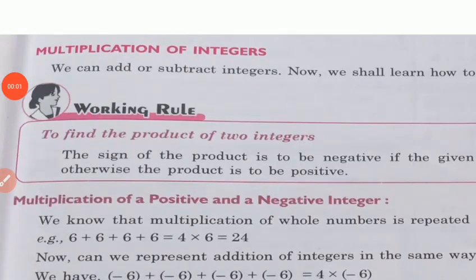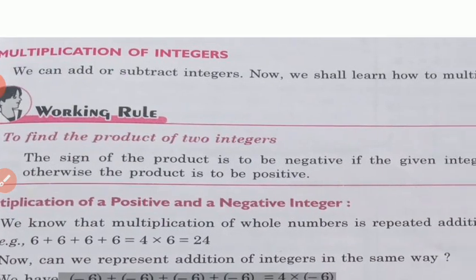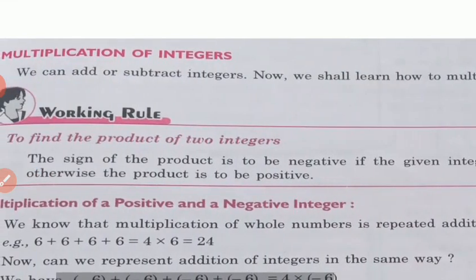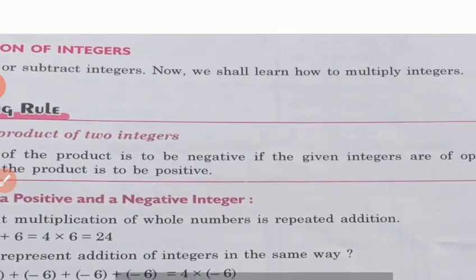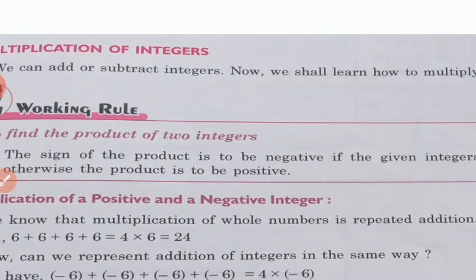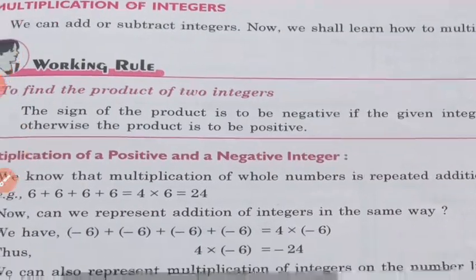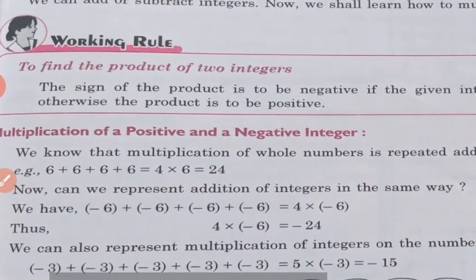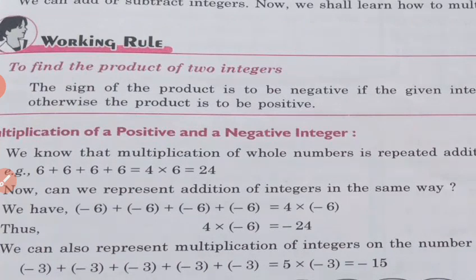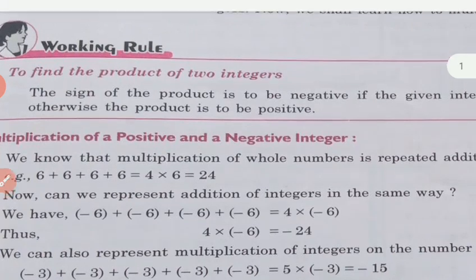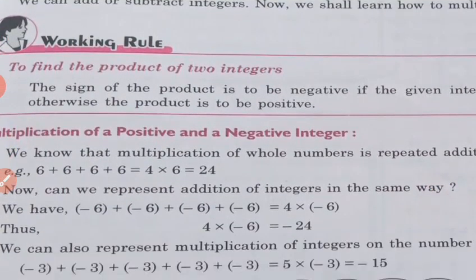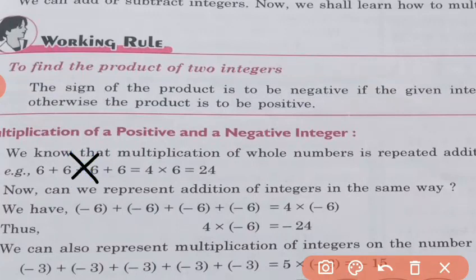Hello everyone. Today we are going to study a new topic: multiplication of integers. As we have already studied how to add or subtract integers, now we shall learn how to multiply integers, more than 2 or 3 integers. So, working rule: to find the product of two integers. Product means multiplication. How to find the multiplication of two integers with sign and answer.